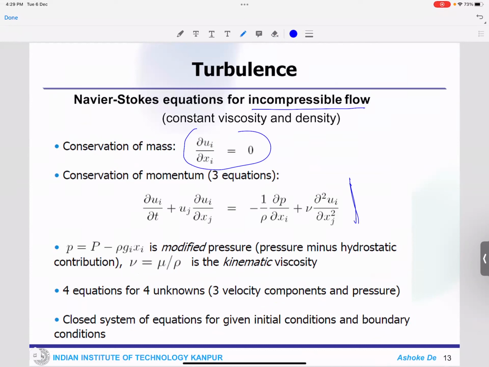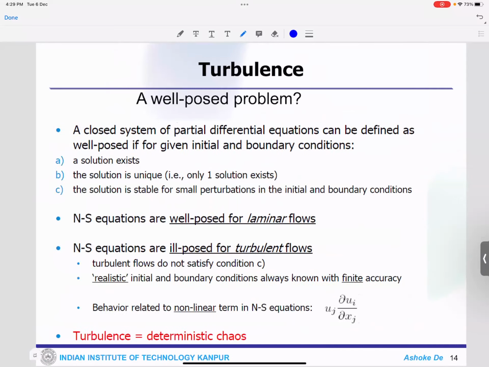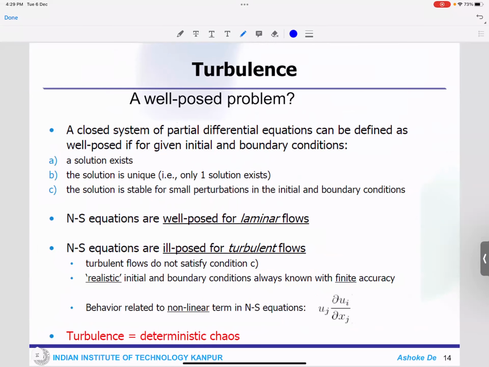So what is important here is that you see how many equations you have. If you talk about the three-dimensional flow, you have 4 equations and there are 4 unknowns. Which means you have 3 components of the velocity and the pressure. So the system is a closed system of equations; for given initial and boundary conditions, you can find the solution.